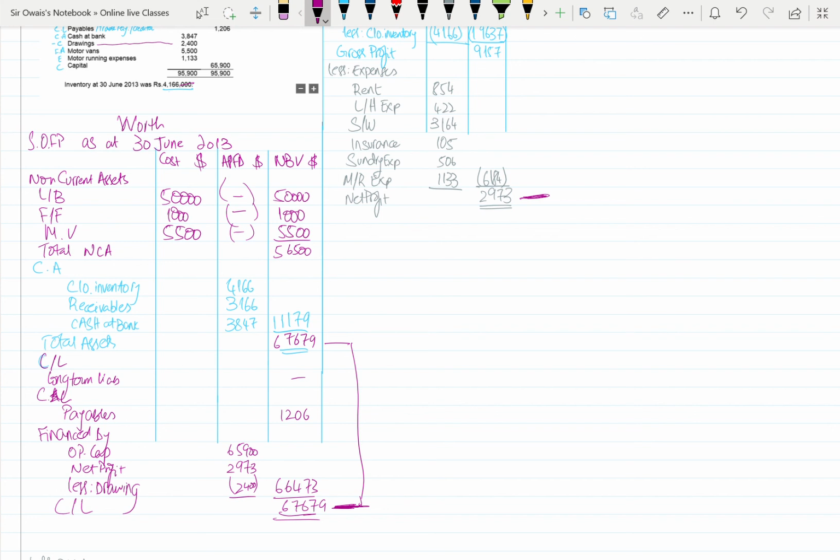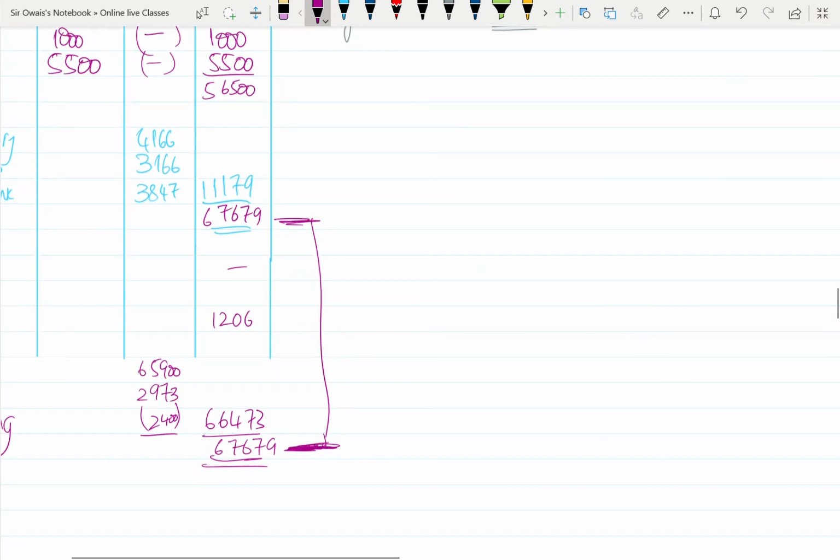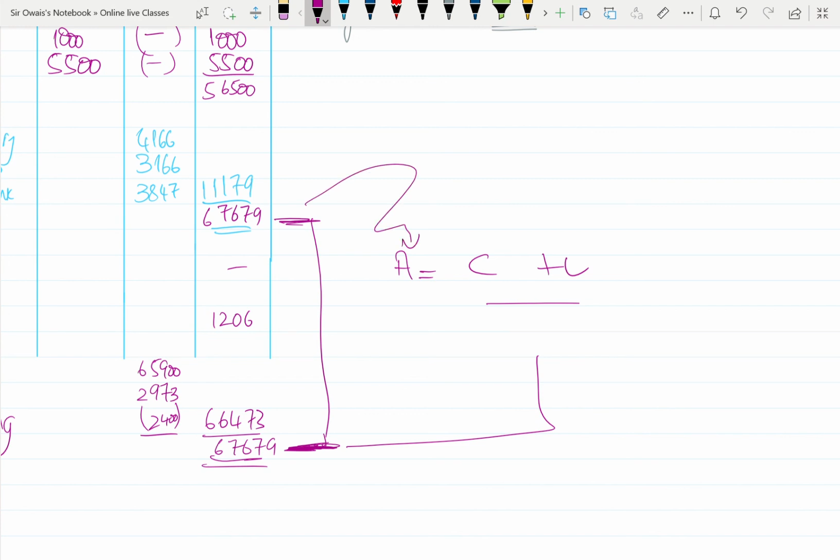There must be a question in your mind about why these two figures need to balance. These two figures need to balance because we follow a simple accounting equation, and the equation says assets equals capital plus liability. In this part we are doing capital plus liability, and in the above part we did assets. Assets include two things, current assets and non-current assets, right? And liability includes again two things, non-current liability, which was not part of this question, and current liability, which was only one, creditors, in this question, right?